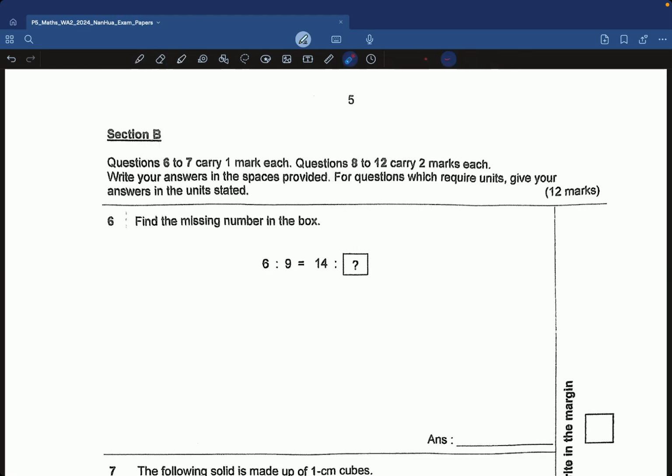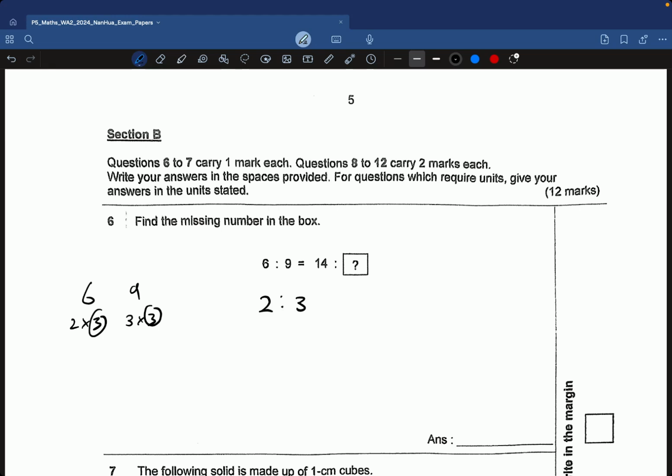All right, let's move on to question 6. Find the missing number in the box. We have a ratio over here. So we can actually simplify this 6 is to 9. What is the common factor between them? You have 6, 2 times 3, and you have 9, 3 times 3. So the common factor is 3. We can divide by 3, and this will give us 2 to 3.